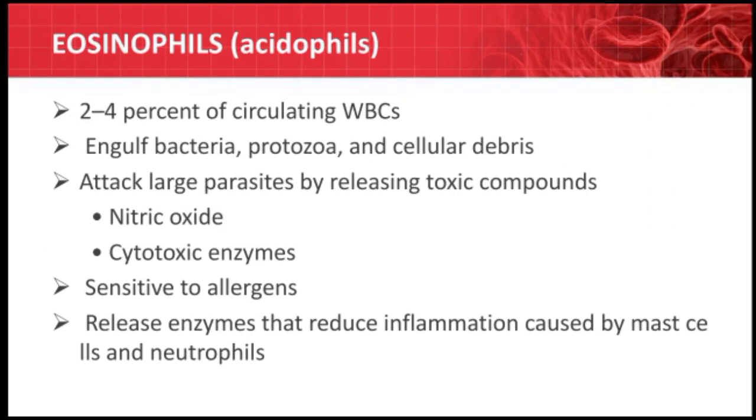Eosinophils, or acidophils, of white blood cells. Eosinophils make up 2 to 4% of circulating white blood cells. They engulf bacteria, protozoa, and cellular debris. Eosinophils attack large parasites by releasing toxic compounds such as nitric oxide and cytotoxic enzymes. Eosinophils are sensitive to allergens and release enzymes that reduce inflammation caused by mast cells and neutrophils.